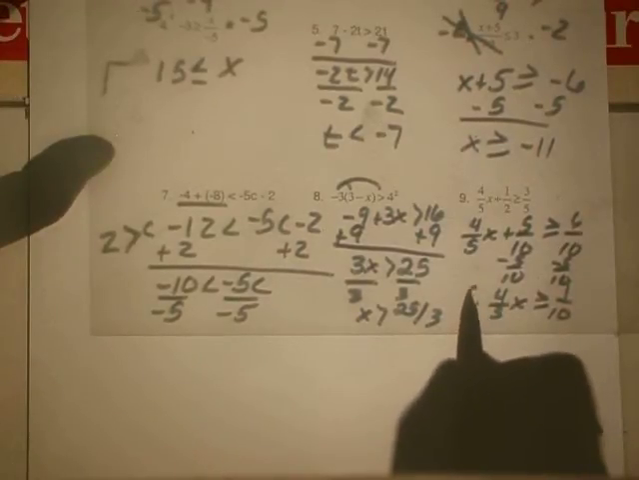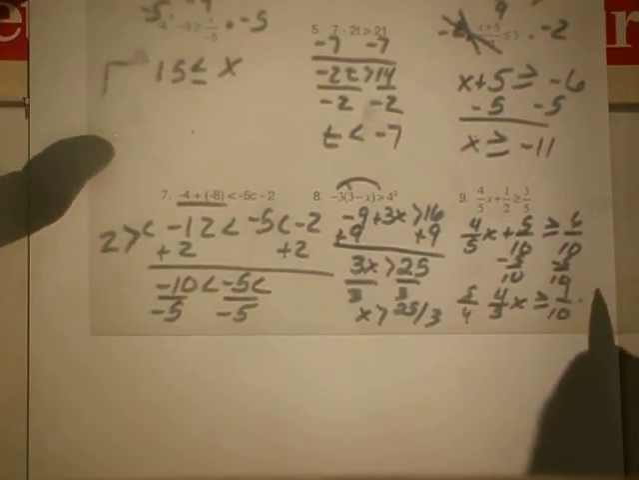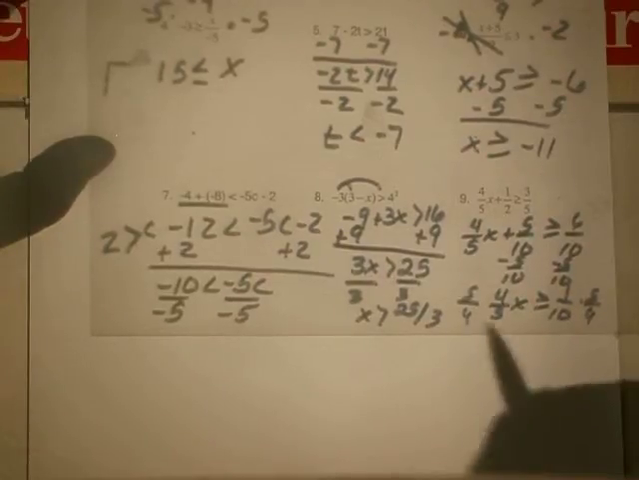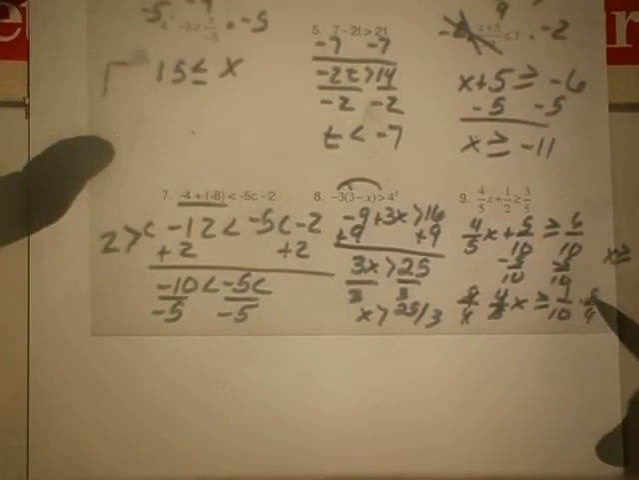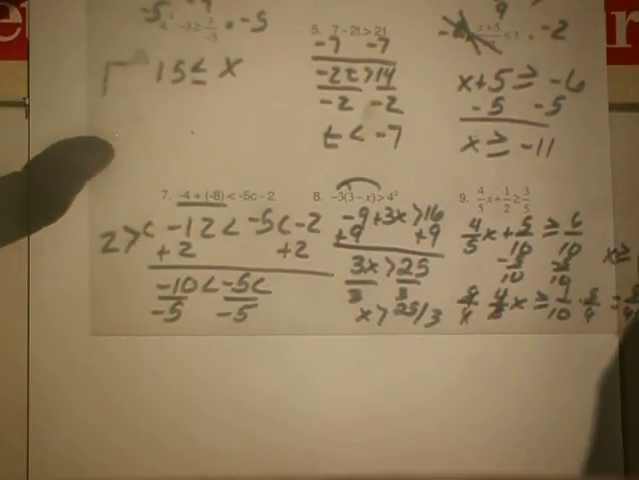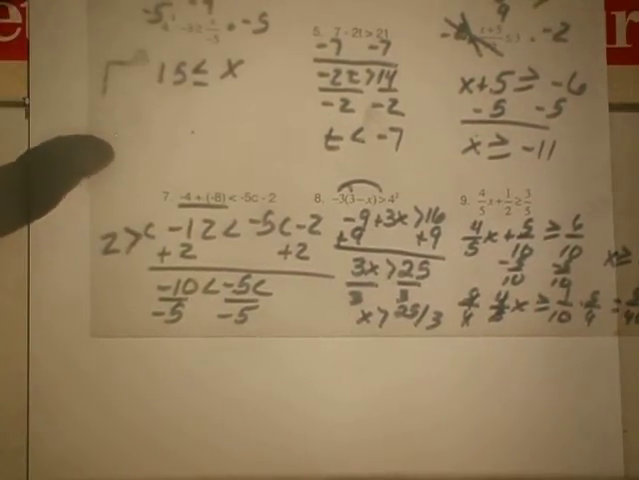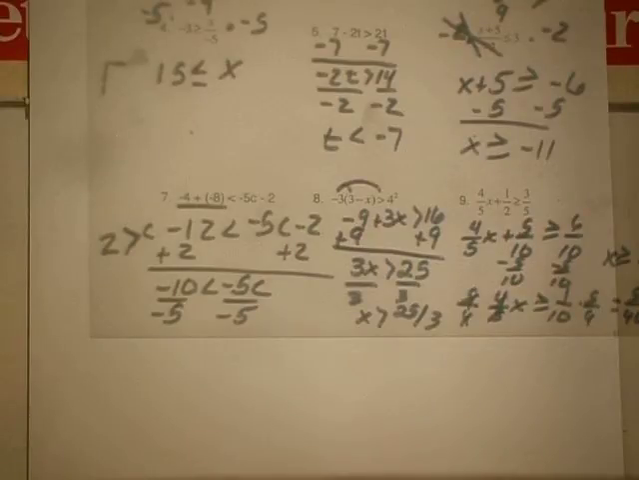To undo a 4/5, you multiply both sides by 5/4. Getting a little messy down here. And you are left with x is greater than or equal to, this would be a 5/40, which reduces to 1/8, and I think that's 0.125.